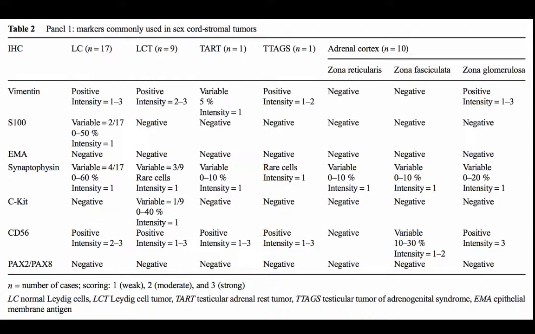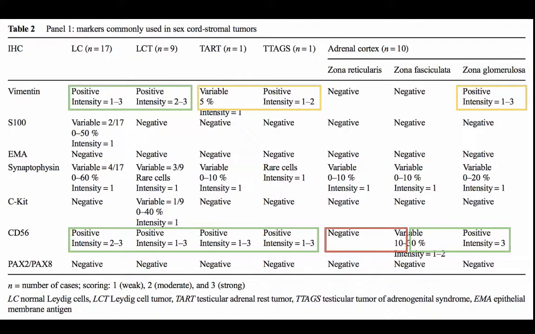Looking at the immunohistochemistry for the common markers associated with sex-cord stromal tumors, I'll say that most of the literature is pretty patchy on these and kind of discordant, which is similar to what we found. But Vimentin was positive in Leydig cells and Leydig cell tumors. It is kind of patchy and variable in the adrenal-like tumors, and is positive only in the zona glomerulosa of the adrenal gland.